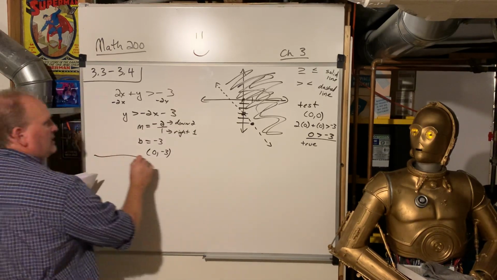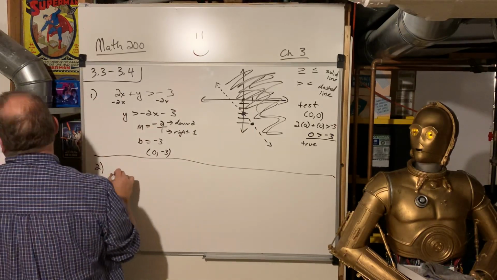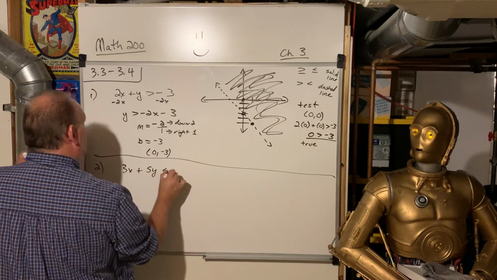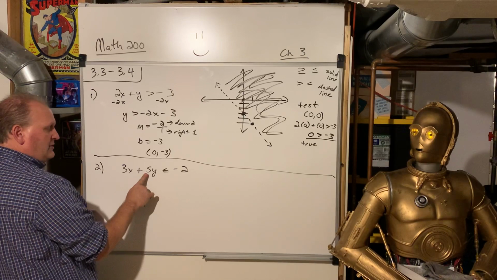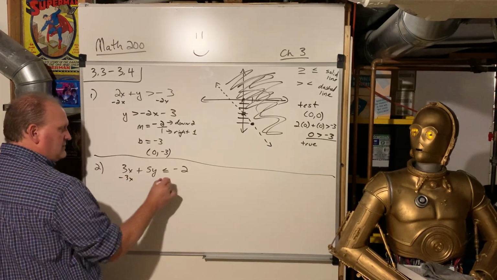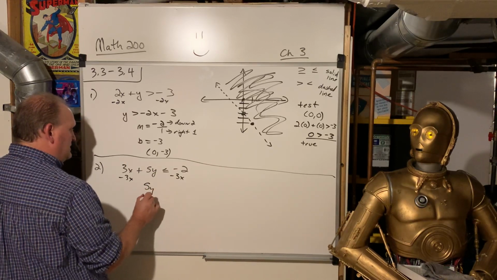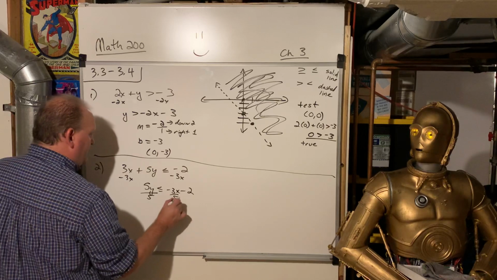So let's look at another one here. That was number 1. Let's look at number 2. We got 3x plus 5y is less than or equal to negative 2. So again, we want to solve for y. Isolate the variable, solve for y. So we subtract 3x from both sides. I cannot put it with the 2. It just stays negative 3x minus 2. I divide everything by 5.